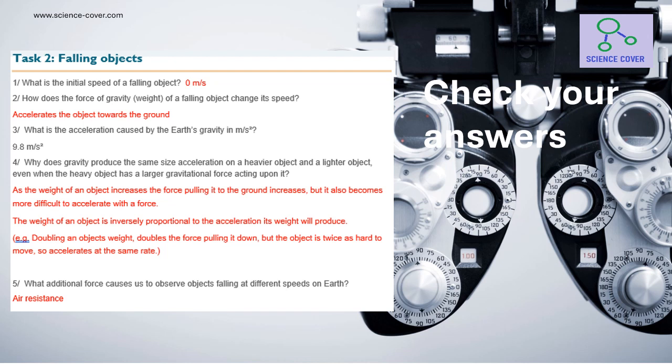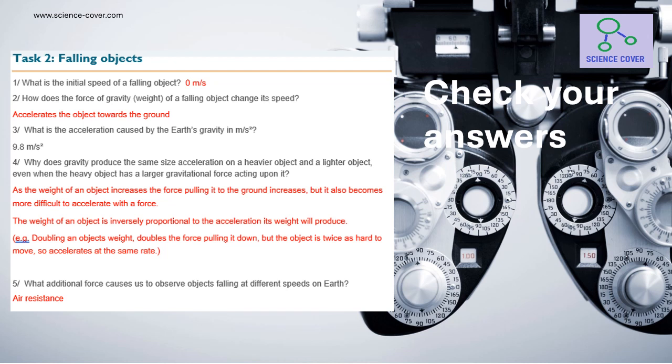Let's check the answers to task 2. What is the initial speed of a falling object? 0 meters per second. How does the force of gravity of a falling object change its speed? It accelerates the object towards the ground. What is the acceleration caused by the Earth's gravity in meters per second squared? It's 9.8 meters per second squared.